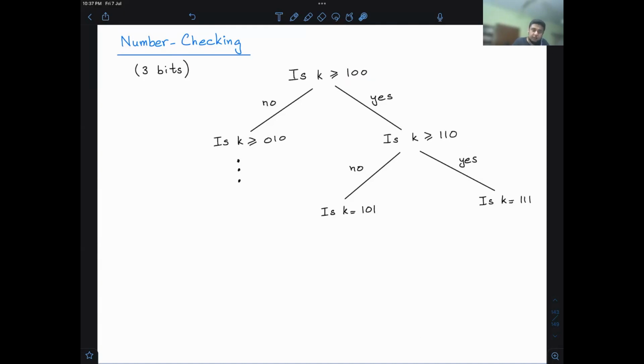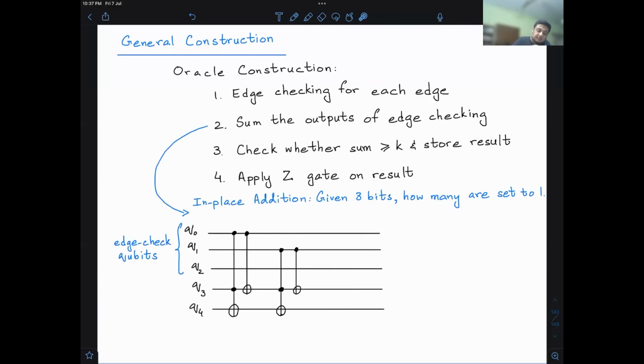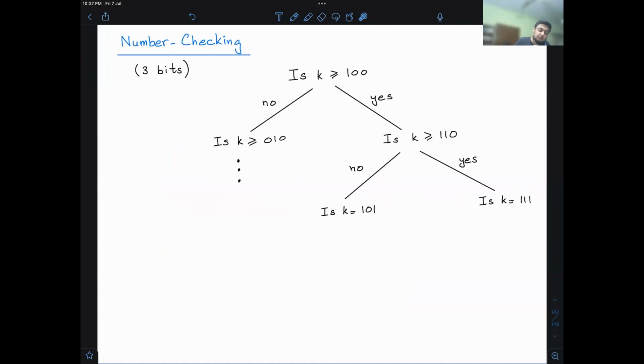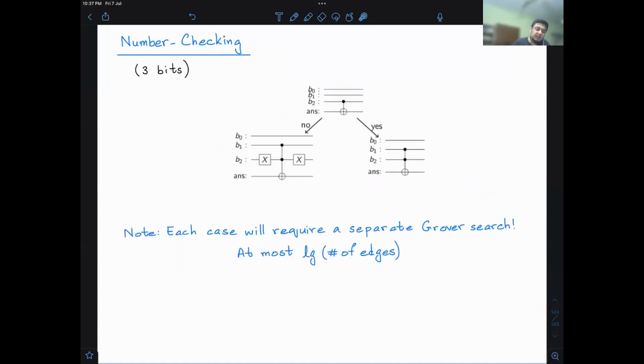So I'll need a circuit representation for doing this number checking, right? This circuit over here was for step 2. In step 3, where I do this checking of summation, these are the kind of circuits I'll need to build. Remember over here, the check was for k greater than or equal to 4. For that, it suffices for me to check that the most significant bit is 1. If it's 1, it doesn't matter what the other 2 bits are, the number represented by these 3 qubits is greater than or equal to 4. And so that circuit will just be this C0.